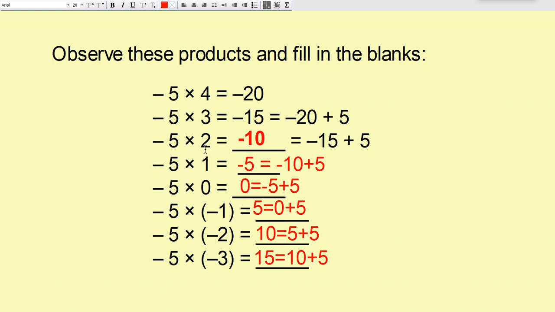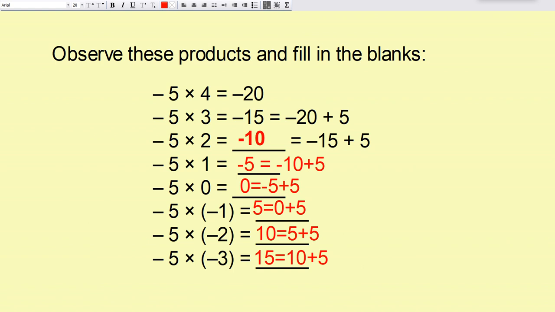Here are your answers. Negative 5 into 2 is equal to negative 10. So here negative 15, subtract negative 5 means add positive 5. So negative 10. Here negative 5, that is negative 10 plus 5. Here 0, that is negative 5 plus 5. Here 5 because 0 plus 5. Here 10, it is 5 plus 5. Here 15, it is 10 plus 5.